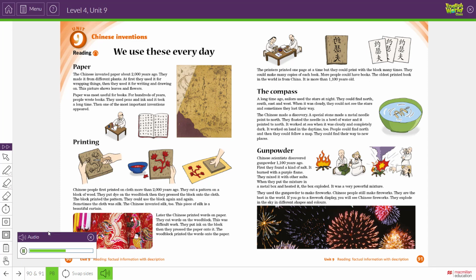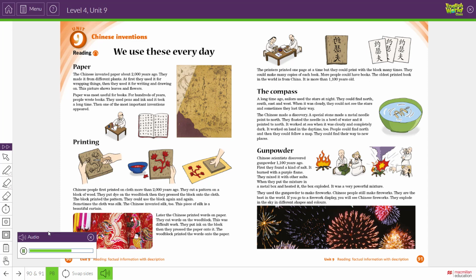The compass. A long time ago, sailors used the stars at night. They could find north, south, east, and west. When it was cloudy, they could not see the stars, and sometimes they lost their way.